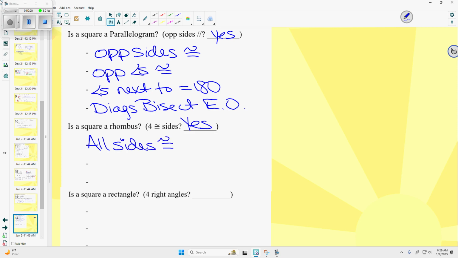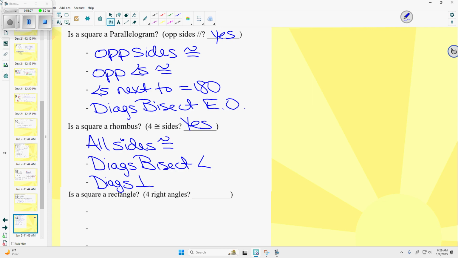What did we find out about those diagonals? What did the diagonals do to the angles? Nice. And what are the diagonals to each other? How did they meet? They made a specific angle. They made right angles, so what are they to each other? Perpendicular. Okay, so those are the new rules that we got today specifically for a rhombus.